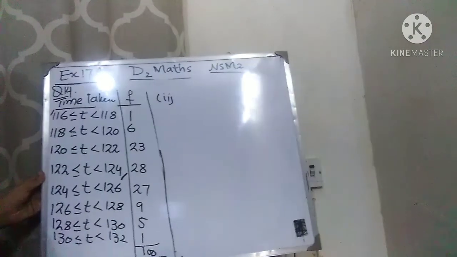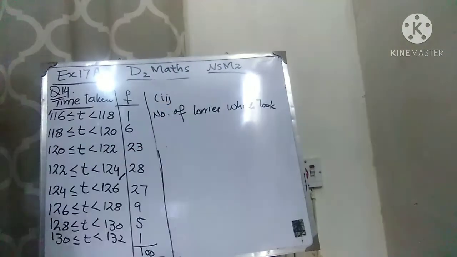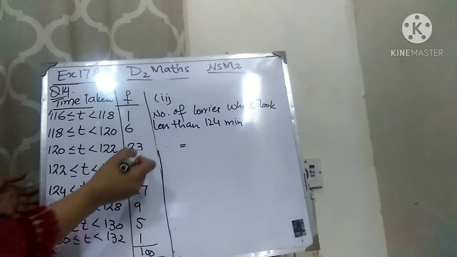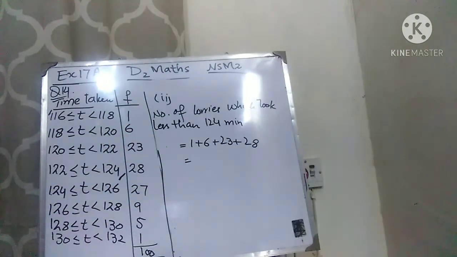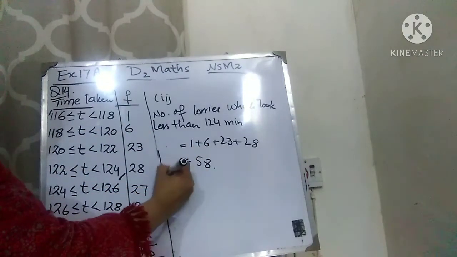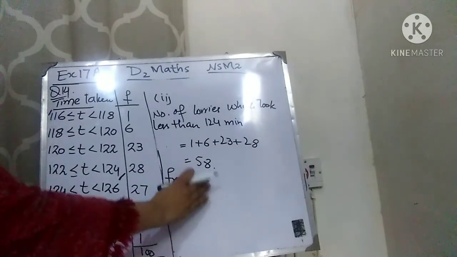So these are the lorries which took less than 124 minutes to travel from the quarry: 1, 6, 23 and 28. What do you get? 6 plus 1 is 7. 7 plus 23 is 30. And 30 plus 28 is equal to 58.